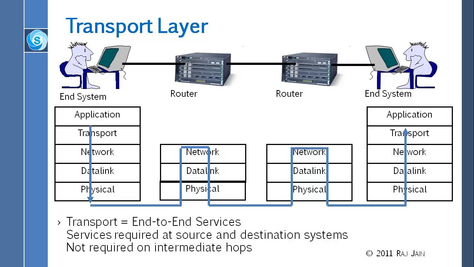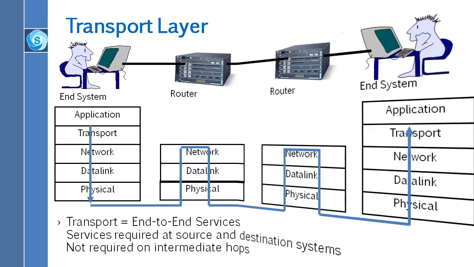Once it reaches the final destination, the packet goes beyond the network layer to the transport layer again, and then it goes to the right application. Okay? So the key summary is that transport is end to end. The routers don't look at the transport, and it is not required for intermediate hops.